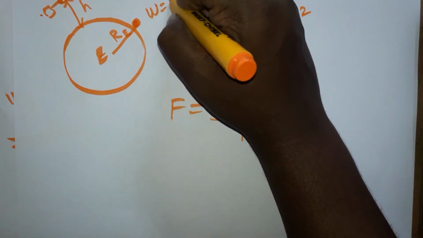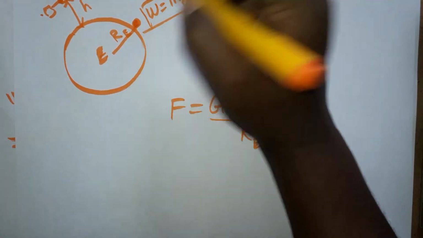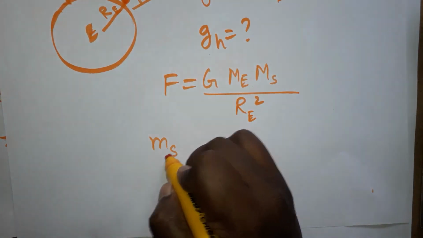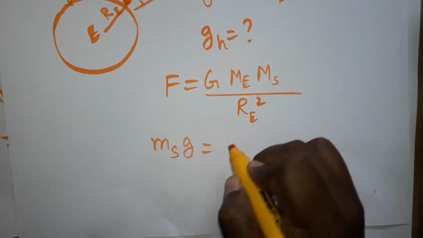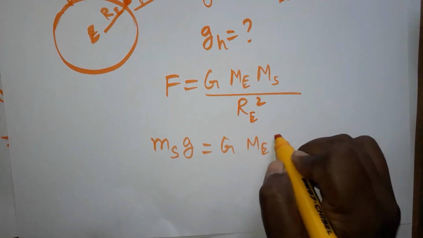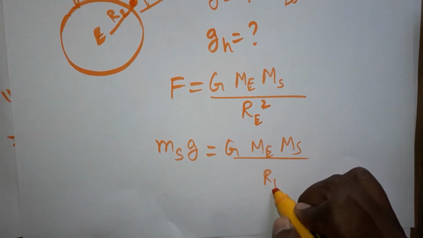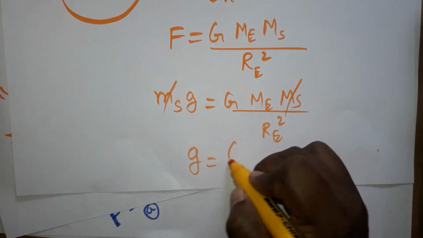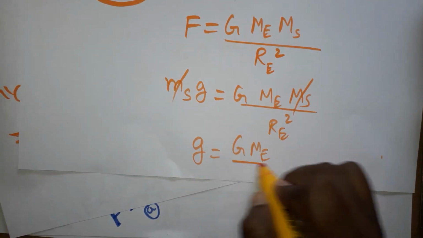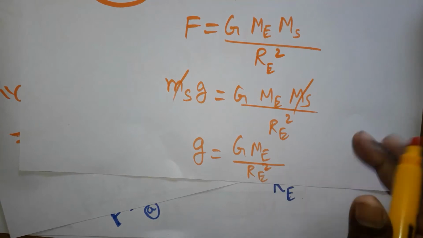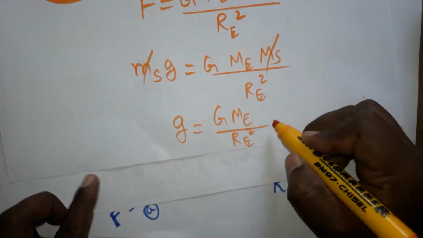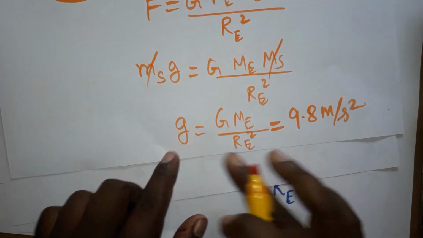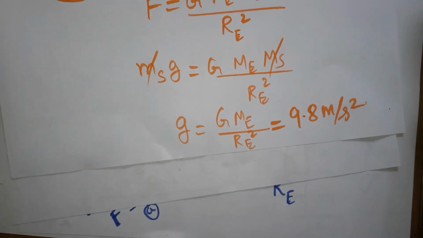Weight is equal to mass into gravity. It's the satellite weight, satellite mass. So satellite mass times gravity is equal to G times Me Ms divided by Re square. Ms gets cancelled. So small g is equal to G times Me divided by Re square. This full calculation you are going to get as 9.8 meter by second square. Small g, we got this much value on the surface of the earth.